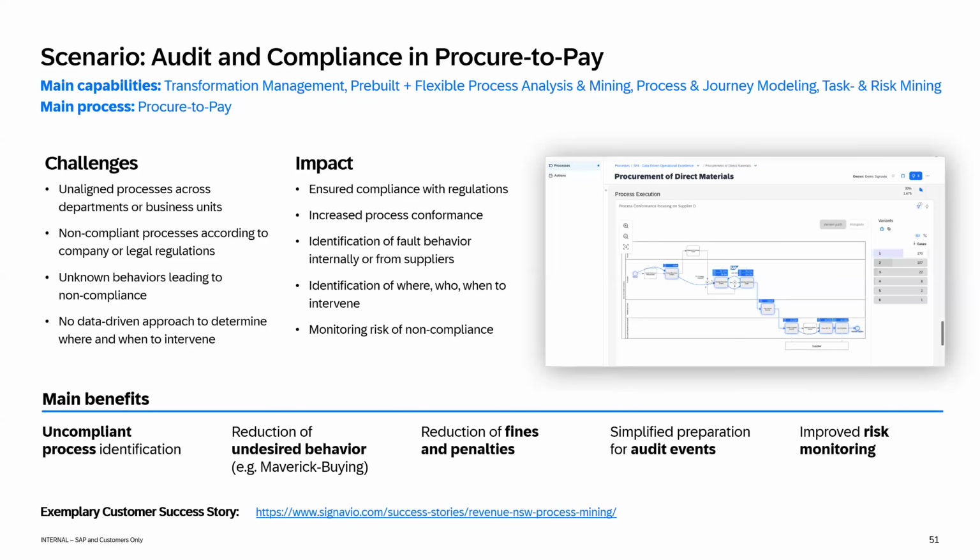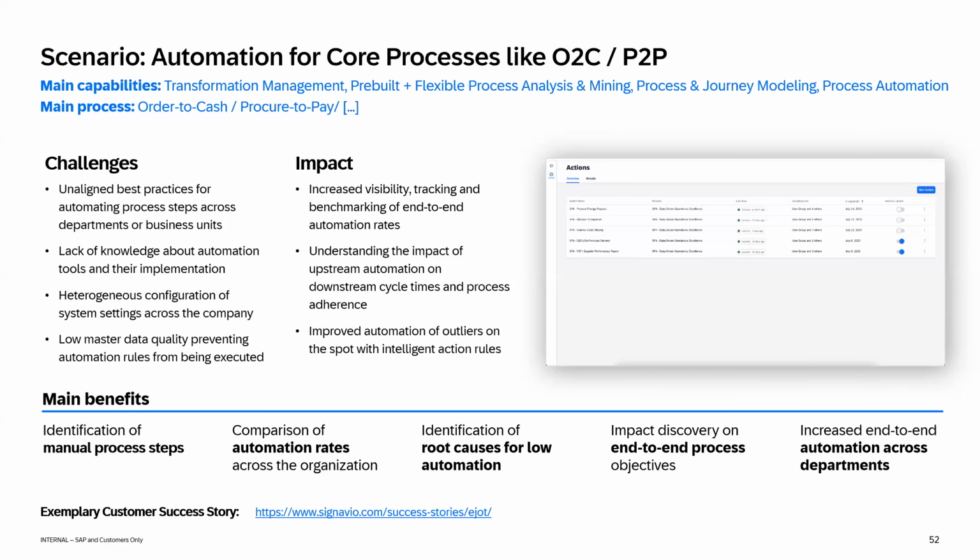Compliance and procure to pay, audit and compliance. Again, there's a link there, and I believe there might be a place where this will be uploaded. So I'll have to find out later if this deck will be uploaded, where you can see those success stories and get more of a write-up on these. And then automation for core processes like order to cash and procure to pay. Again, visibility, improved automation. Everyone's looking for improved automation.